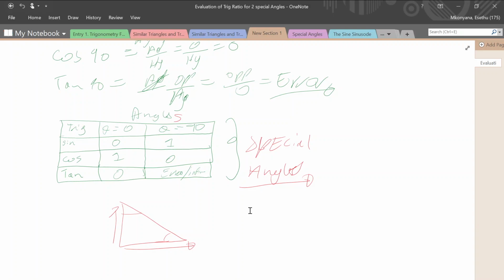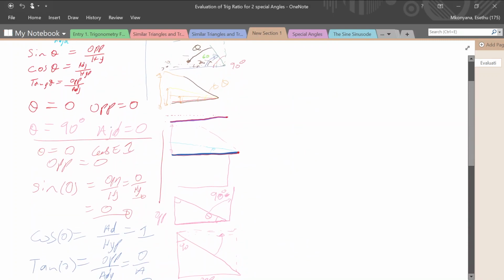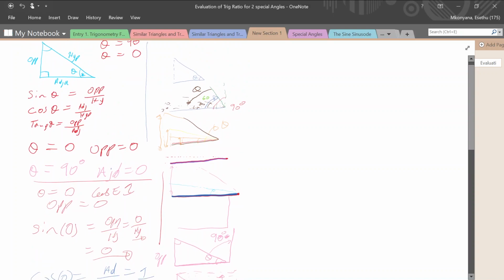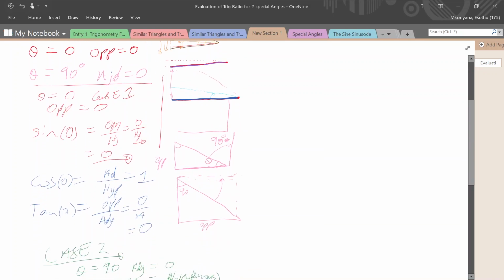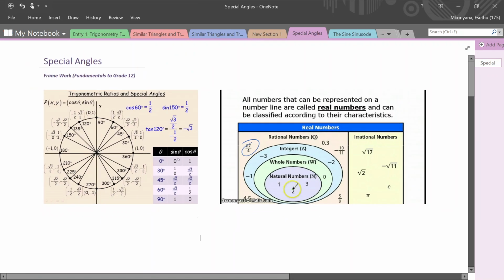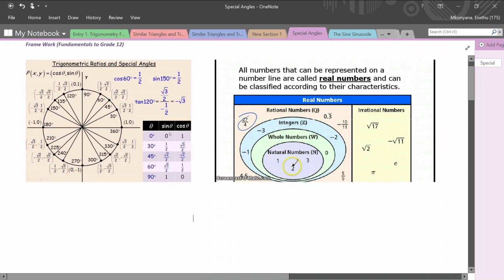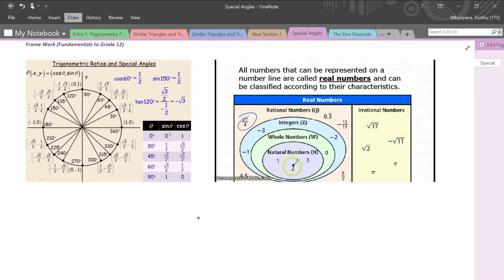The values of the ratios, when you evaluate them using the geometric analogies or symbolic analogies to get to the ratios. Now we want to do a generalization of what a special angle is. Here I want us to first look at the classification of numbers. So here is the classification of numbers.